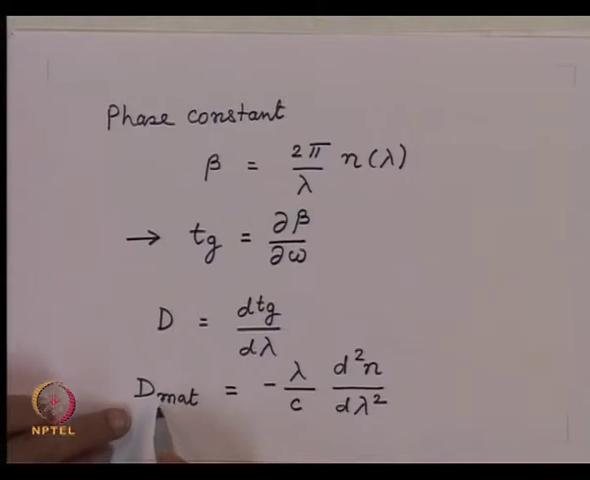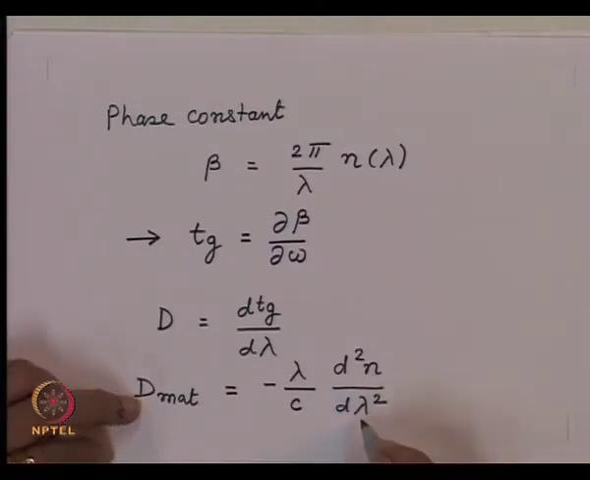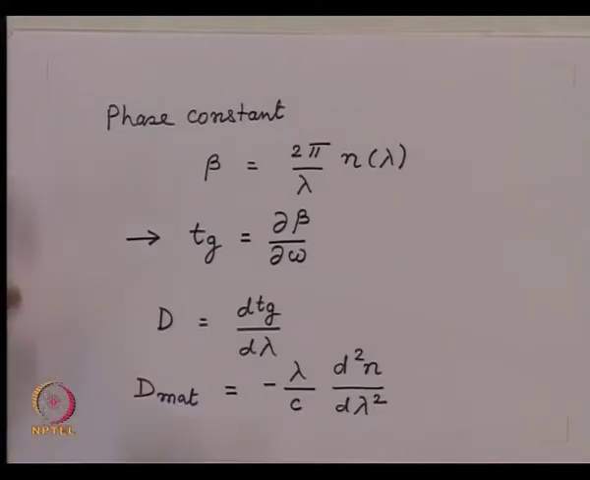So the material dispersion is first of all proportional to the wavelength, but interestingly it is also proportional to the second derivative of this refractive index function as a function of wavelength. So at this point, without looking at what variation the refractive index has as a function of wavelength, we cannot really say much about what kind of material dispersion we have on the optical fiber.